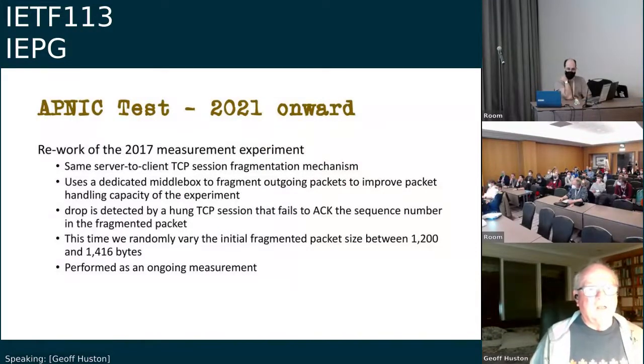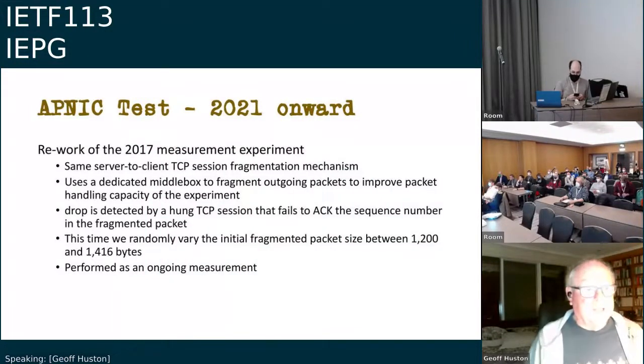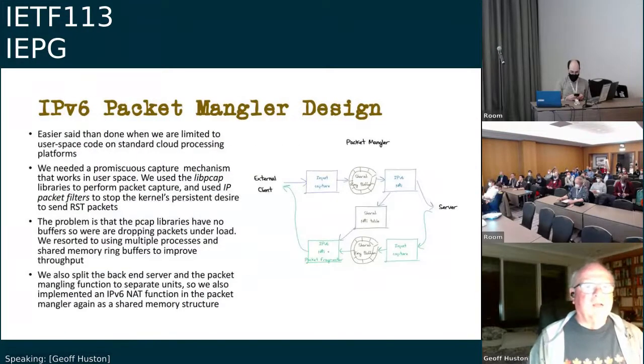The other thing we did, we were kind of curious, is we were wondering if, because we were using large initial fragments, it was actually a subtly different problem, because this is the first big packet sent from the server to the client. And so we decided to test a range of initial fragment sizes between 12 and 14, 16 bytes, varying them by strides of 8. We performed this as an ongoing experiment.